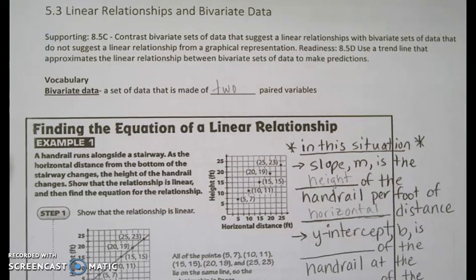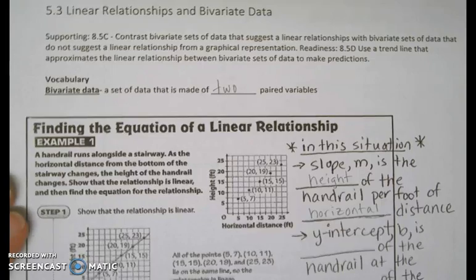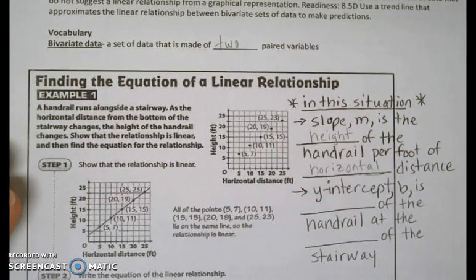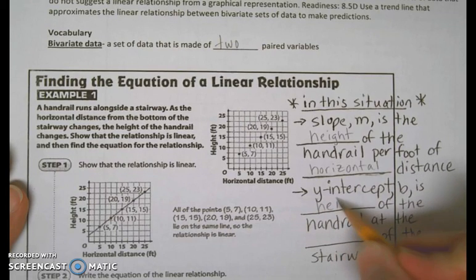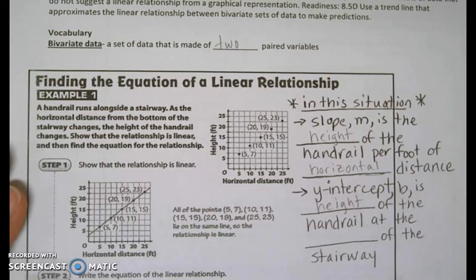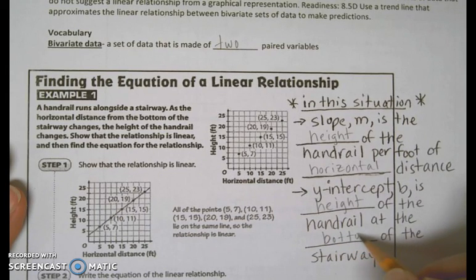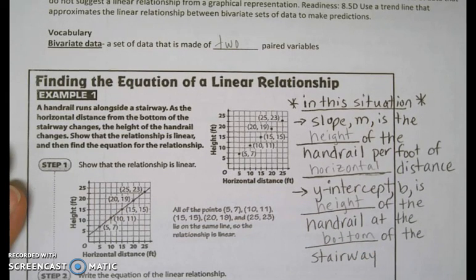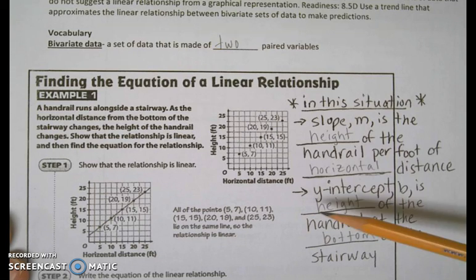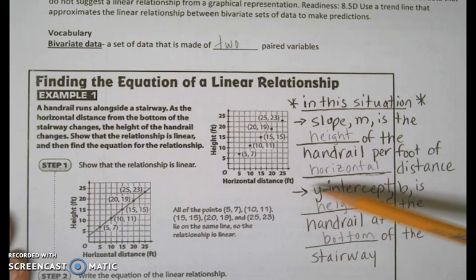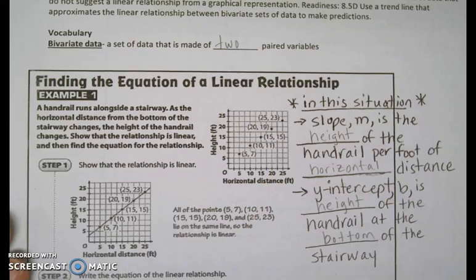The y-intercept, b, is the height of the handrail at the bottom of the stairway. You can get this information by referring to the horizontal and vertical axis as well.